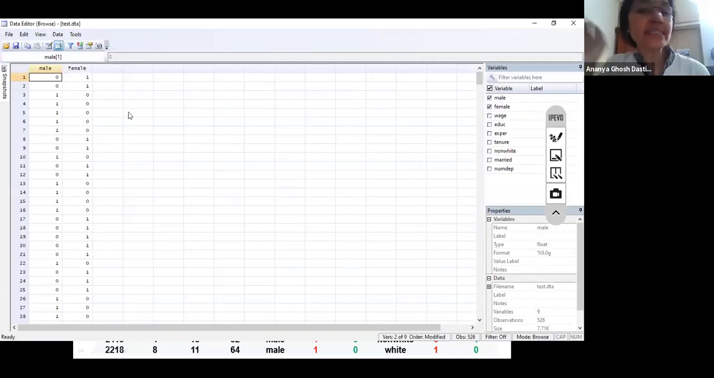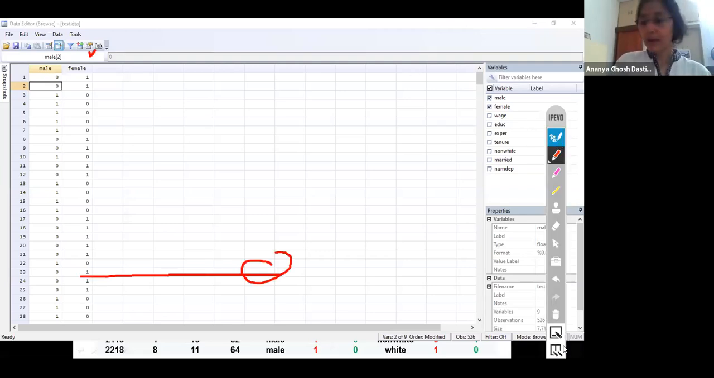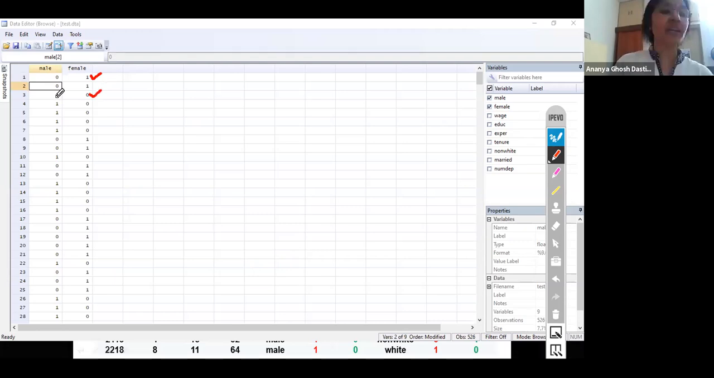I used the generate command in Stata to generate a dummy variable called male. On your screen, you can see both male and female. Male takes the value 0 whenever female is 1, because if it's 1, it's a female observation. And whenever female is 0, male takes the value 1. So I am now ready to fall into the dummy variable trap.